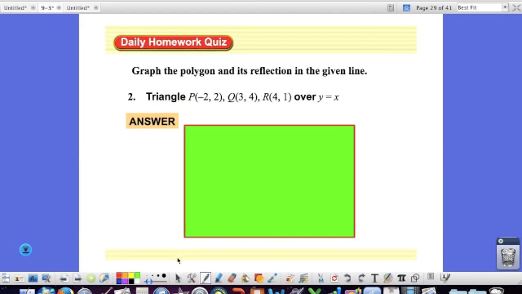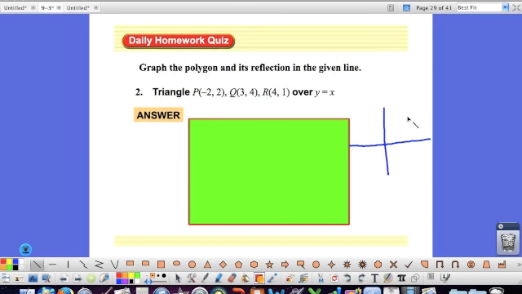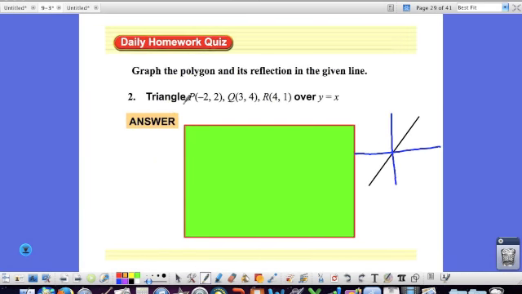For our next problem, graphing the polygon and its reflection in the given line, they're reflecting over y equals x. So if you remember, just a rough sketch here. That's your coordinate grid. That's your XY axis. And to make this a little bit more exact, this is your line y equals x. So in this case, you have that format of A, B. Everything is going to switch.